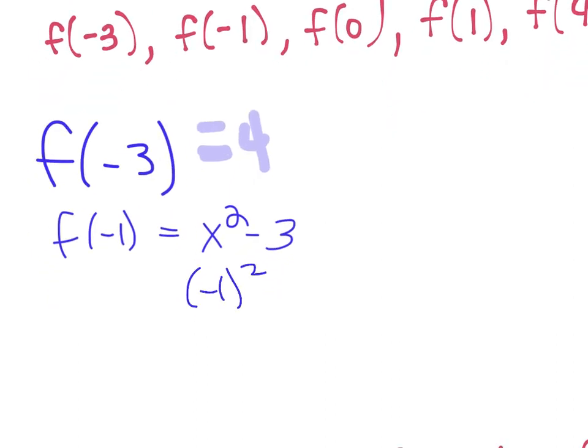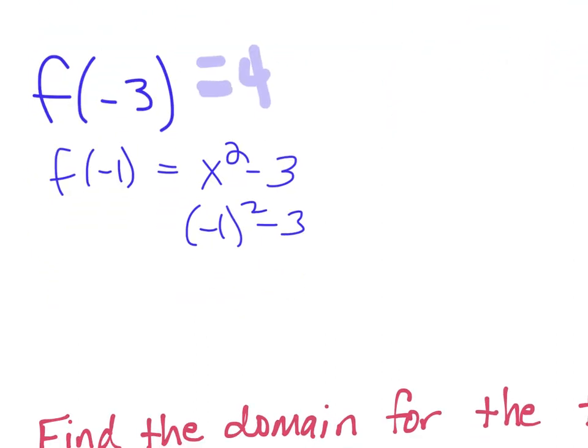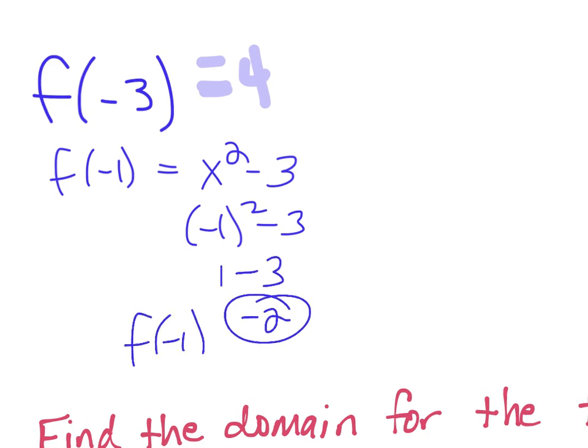Now I say negative 1 squared minus 3. What's negative 1 squared? 1. And 1 minus 3 is? Negative 2. So f of negative 1 equals negative 2. Does that make sense? If that doesn't, guys, let me know.